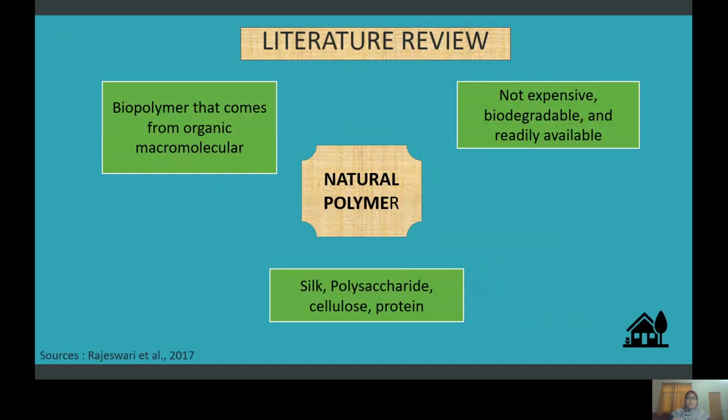Literature review. First is natural polymer. Natural polymer is biopolymer that comes from organic macromolecular. Macromolecular means from plants and animals. It's also not expensive, biodegradable, which means it can break down in biological process, and readily available. For example, chitosan, we can get it from prawn shell. Other examples of natural polymer are silk, polysaccharide, cellulose, and protein.